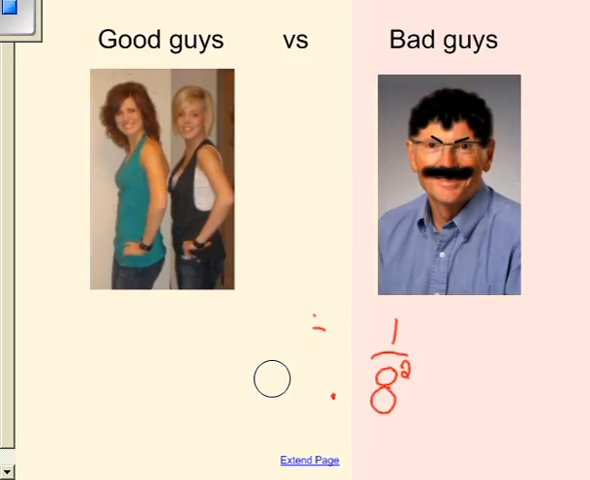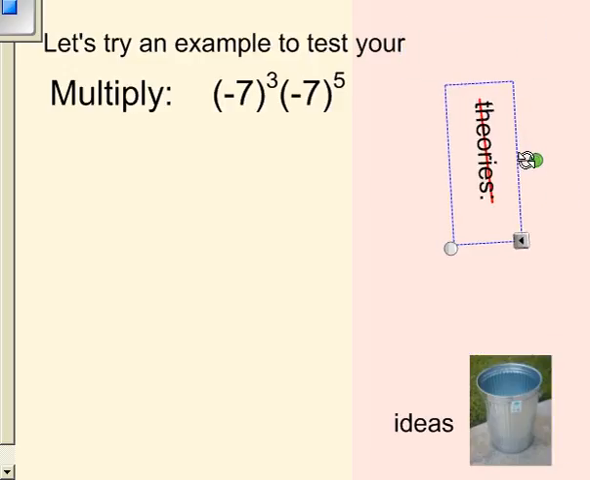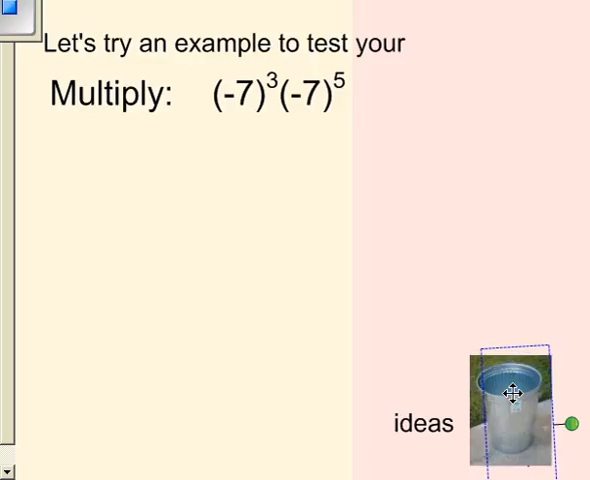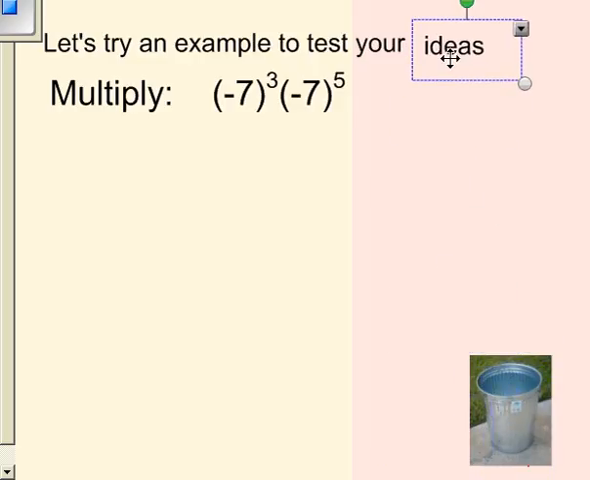So, one of the next things we would change, if we move to the next slide, is more language issues. What I originally said is let's try an example to test your theories. Well, the students don't actually have theories yet, they're just generating ideas of what they're going to do. So here, we're going to take the word theories and throw it in the garbage, and replace it with ideas. So we're going to try an example to test your ideas. Then we'd go through and finish the example.